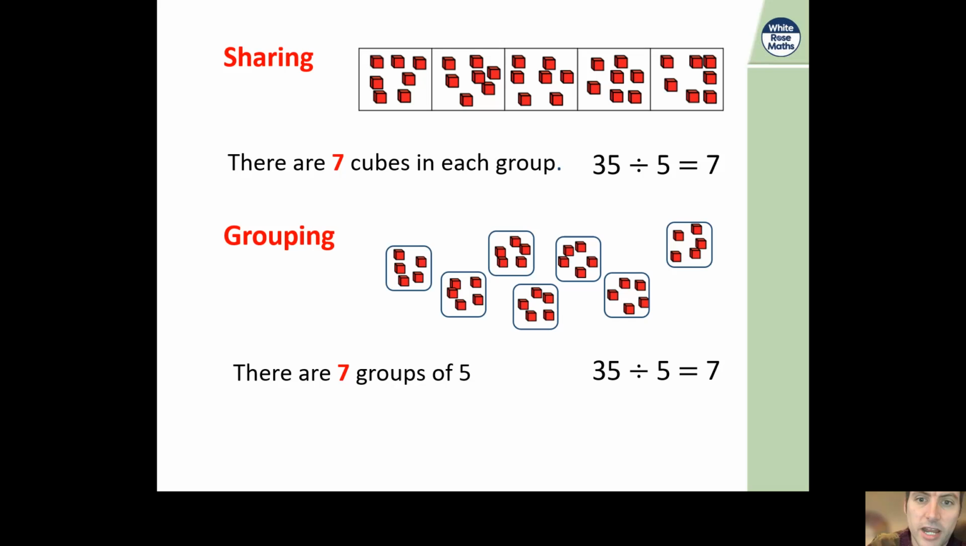Okay, so we've looked at sharing and we've looked at grouping. Sharing is where we split them into a number of groups that we've been told in advance, and grouping is where we put the same amount of cubes in each group. So we put groups of 5. Sharing and grouping, a similar breakdown of the skills from yesterday.